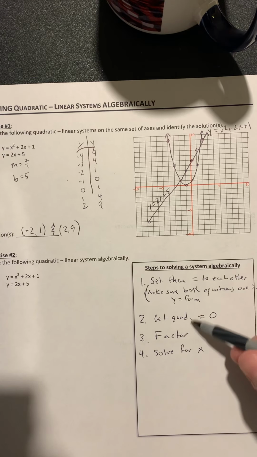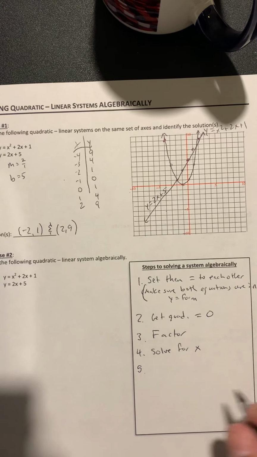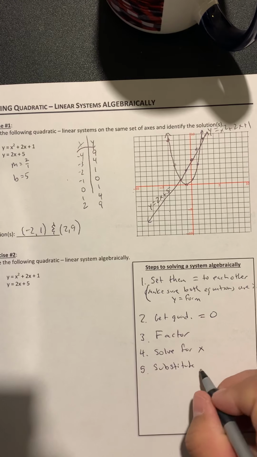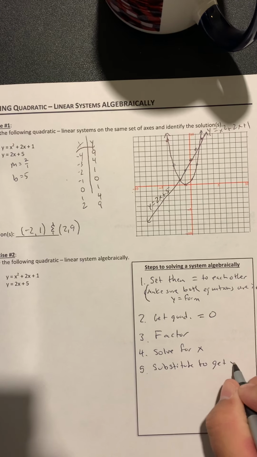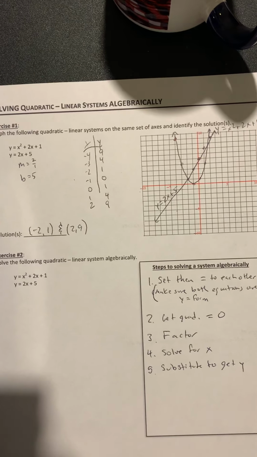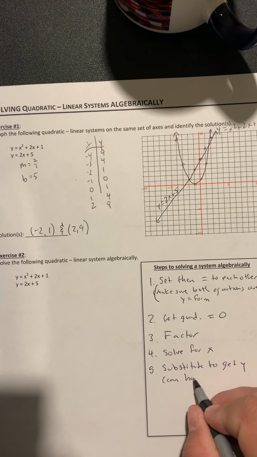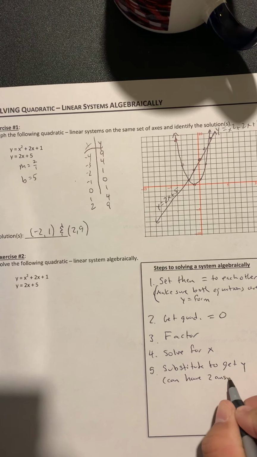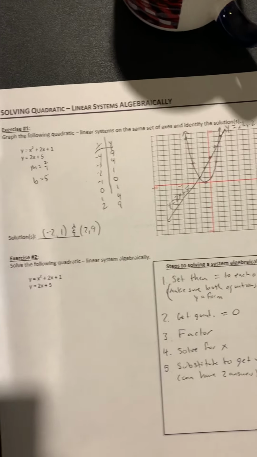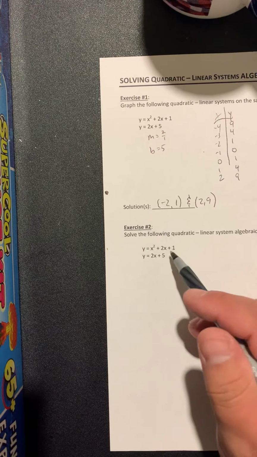This stuff is old. The only new thing you have to do at the end is substitute your answers to get y. You have to substitute the answer that you get for x to find out what y is. And you can have two answers. Just like here, we had 2 solutions. You can have 2 solutions with all these.